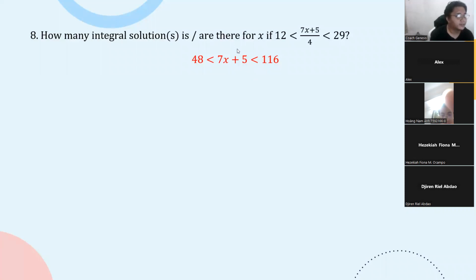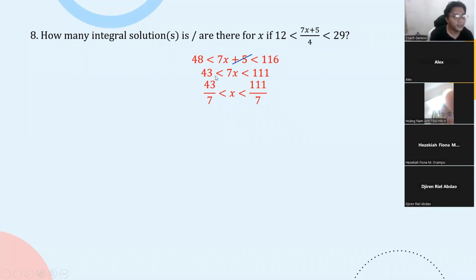Okay, we then get rid of the constant. So how do we do that? We subtract the whole inequality by 5. So you have 7x is greater than 48 minus 5, which is 43, and 116 minus 5 is 111. So 7x is also less than 111. We then divide both sides by 7. So that is our goal, to just have x in the middle of the inequality. So you'll have x is greater than 43/7, but less than 111/7.